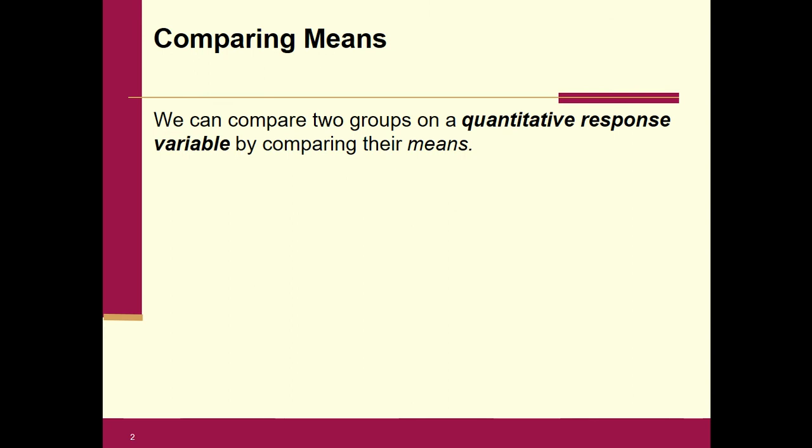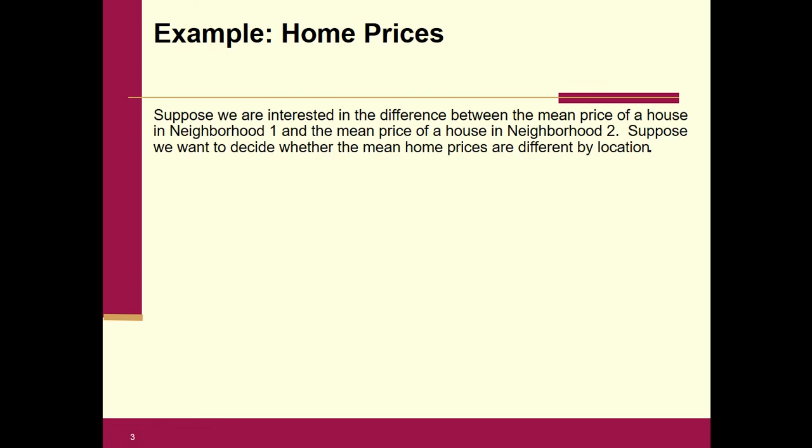All right, so we can compare two groups on a quantitative response variable by comparing their means. The response variable has to be quantitative, because we are talking about comparing two means. Suppose we are interested in the difference between the mean price of a house in neighborhood 1 and the mean price of a house in neighborhood 2. Suppose we want to decide whether the mean house prices are different by location. We'll make population 1 neighborhood 1 and population 2 neighborhood 2.